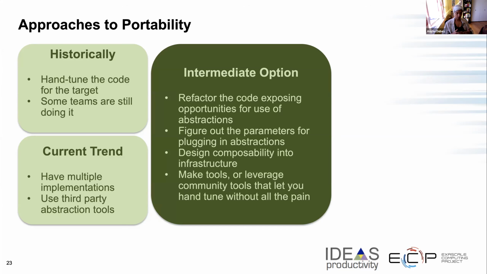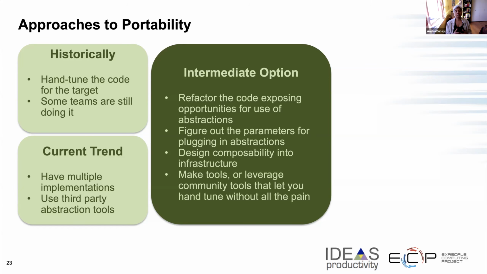And as they are exposing these opportunities for use of abstractions, they should also figure out the right kind of parameters using which these abstractions can be plugged into their design. It's almost a given that some sort of composability should be built into infrastructure, because component-based code and composability is key to minimizing the code that has to be either specialized or duplicated in order to obtain good performance on these heterogeneous platforms.